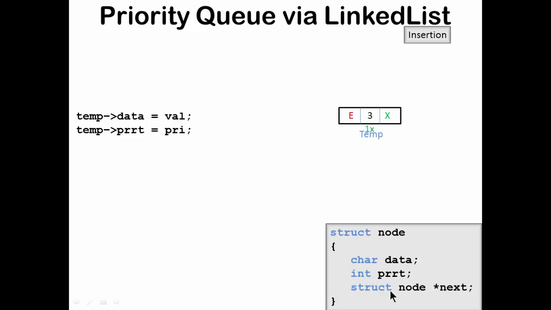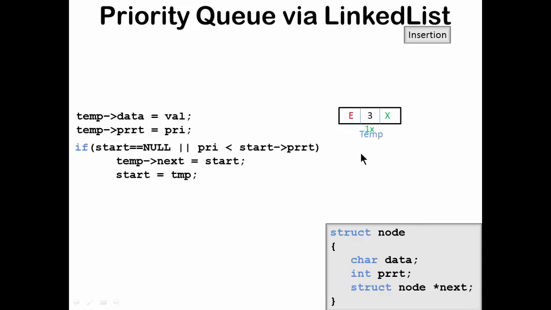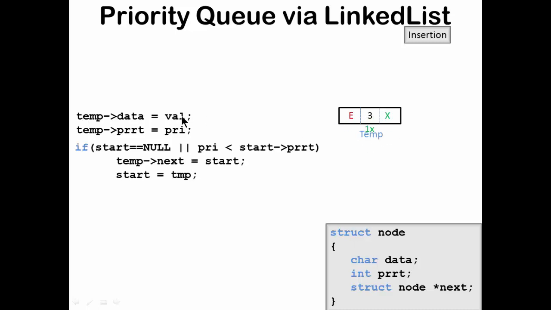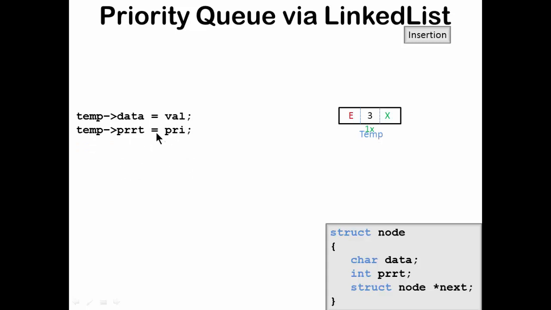Now this is the variable that I'll be using for the priority, and next for storing the address of the next node. Okay. And by convention, we have been using the name temp for the new node that we are creating, and then we are initializing the value of temp. So temp data part would have the value that the user wants to enter, and then temp priority will be the value pri which is entered by the user. So prrt will be taking the value from pri.